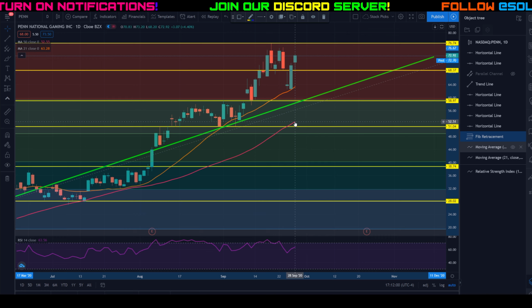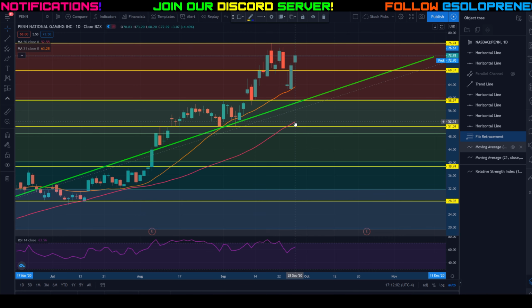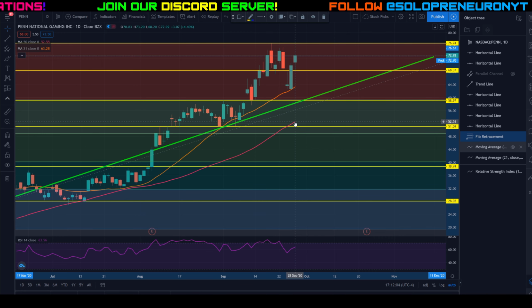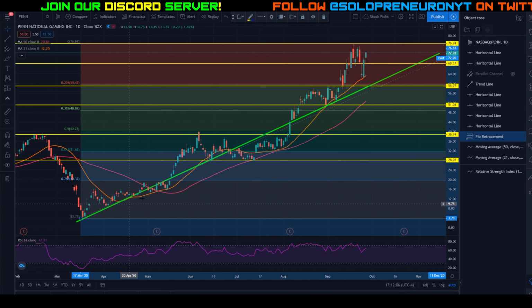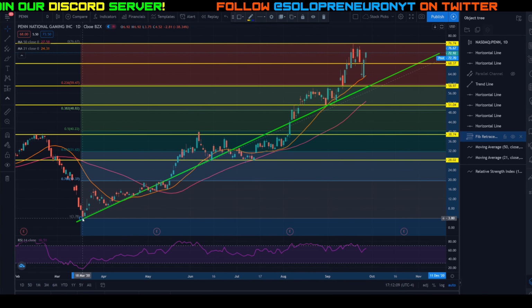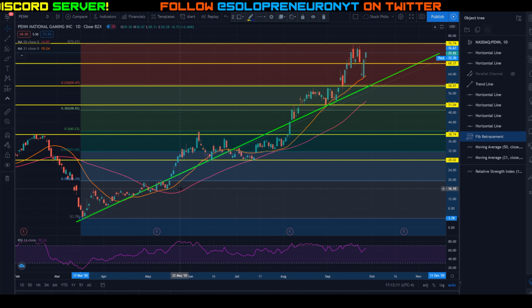I think Penn is a little bit overvalued right now, but I am more mid to long-term bullish because again, the overall trend ever since the lows in March is up and to the right. So Penn has slowly been increasing its share value over time.